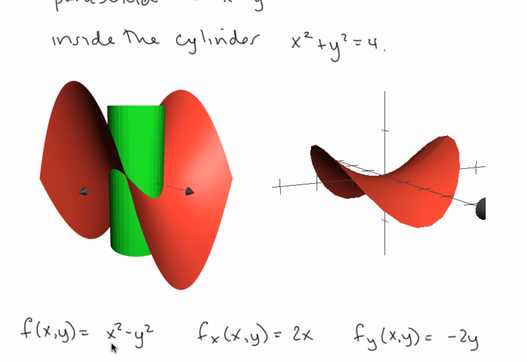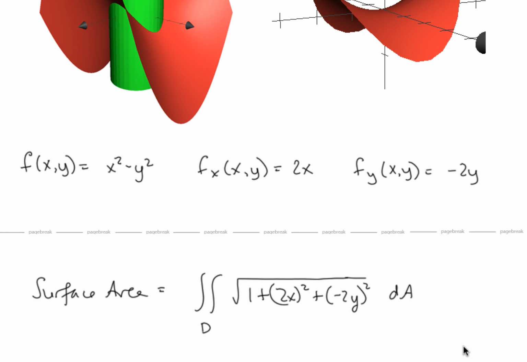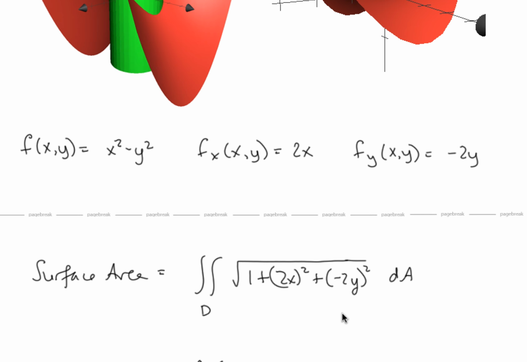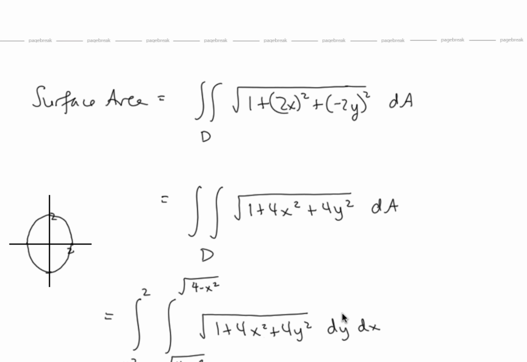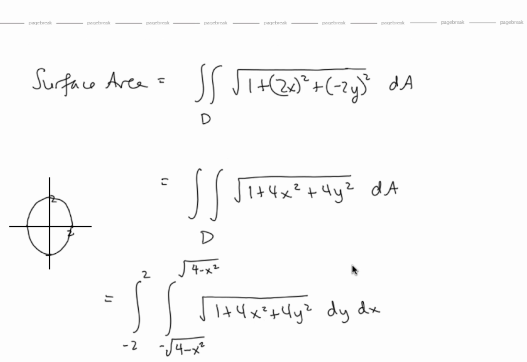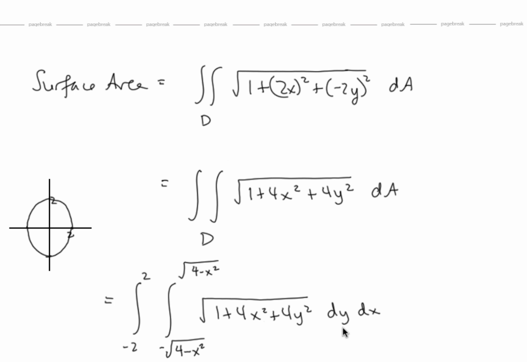So f of x y is equal to x squared minus y squared. Our x partial is 2x, our y partial is negative 2y. So plugging that into our formula for surface area, we're here. Simplify a little bit. And if we want to take a look at this in Cartesian coordinates, we set up our bounds. Here I have it set up for y and then x. Y goes from negative radical 4 minus x squared to positive radical 4 minus x squared. And then with that, x goes from negative 2 to 2. That's for x squared plus y squared is less than or equal to 4. That's our domain. But this isn't reasonable to integrate.